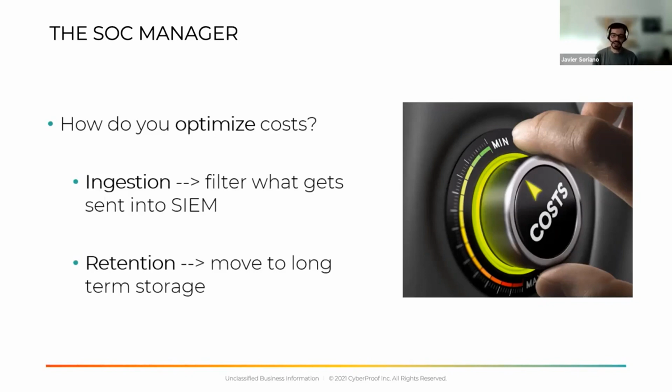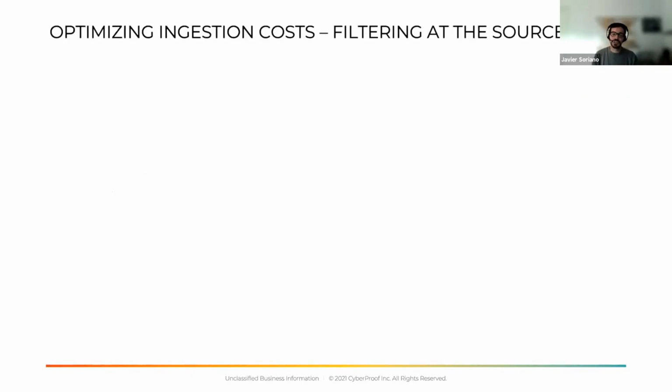So let's look at the first one, ingestion. For ingestion, we recommend filtering at the source. Before the data leaves the data source itself, we want to make sure that it only sends to Sentinel what we really need. We have several options to do this. First of all, what we call the Azure Monitor Agent. This is a new agent that we released last year, and that is now in general availability, so available to everyone, that allows us to do much more granular filtering, and we'll talk about that in a second.